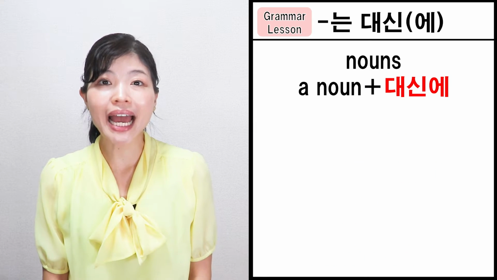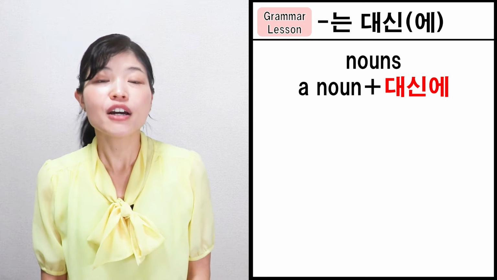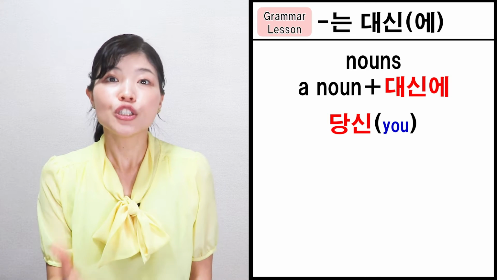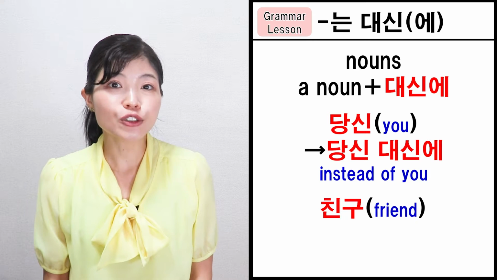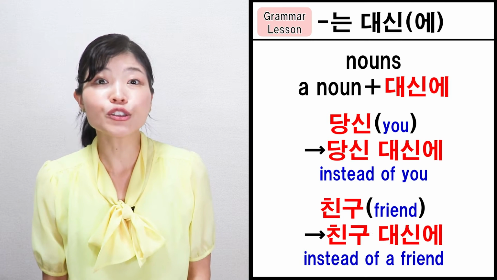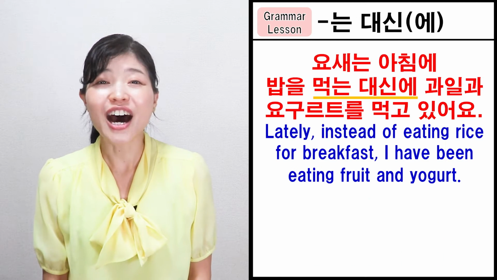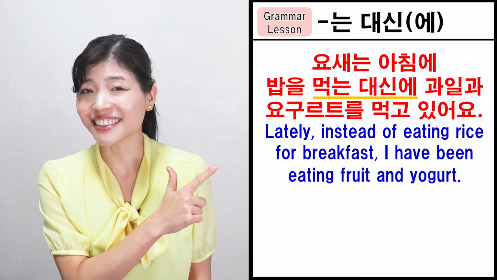For nouns, you attach 대신에 after a noun. For example, 당신, you, will be 당신 대신에 instead of you. 친구, a friend, will be 친구 대신에 instead of a friend. Now, let's read a sample sentence.